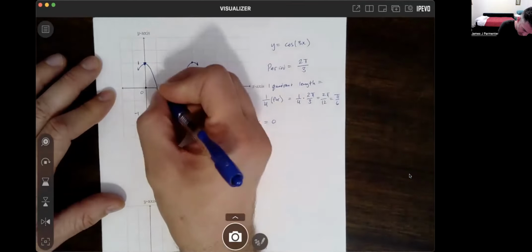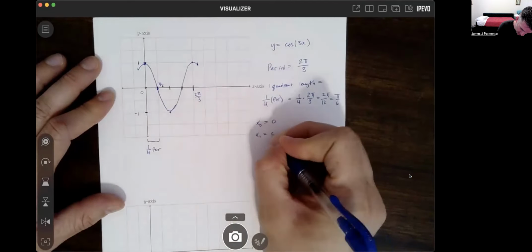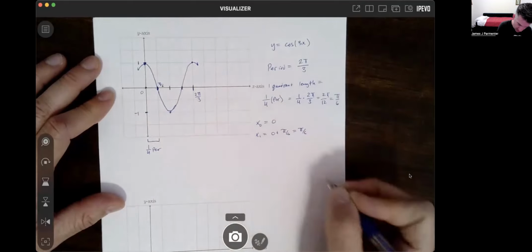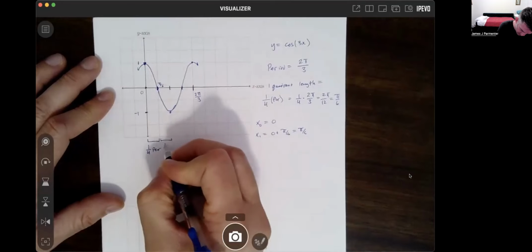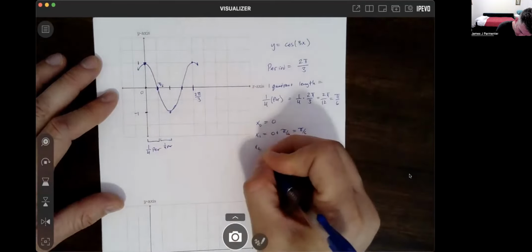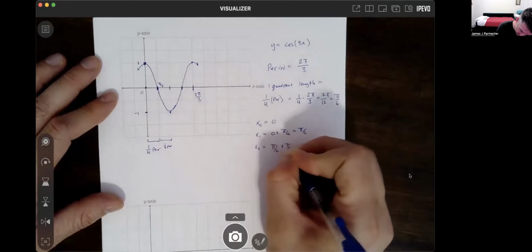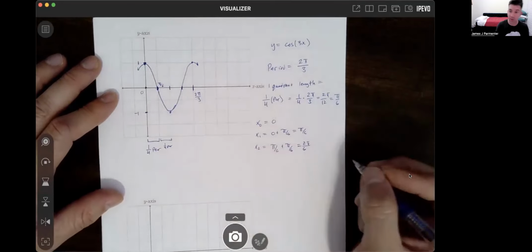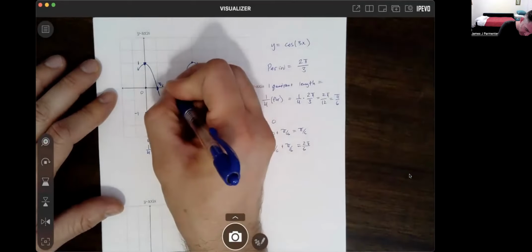So this next point here, pi over 6, but I like to call it x sub 1, is 0 plus pi over 6, which is pi over 6. The next point is another pi over 6 away. That's another quarter of a period. Well, my next point, x sub 2, is my previous point, pi over 6 plus another pi over 6, which is 2 pi over 6, which we could reduce, but I don't really want to. I'm going to reduce it in my head and say it's pi over 3. So here's pi over 3.